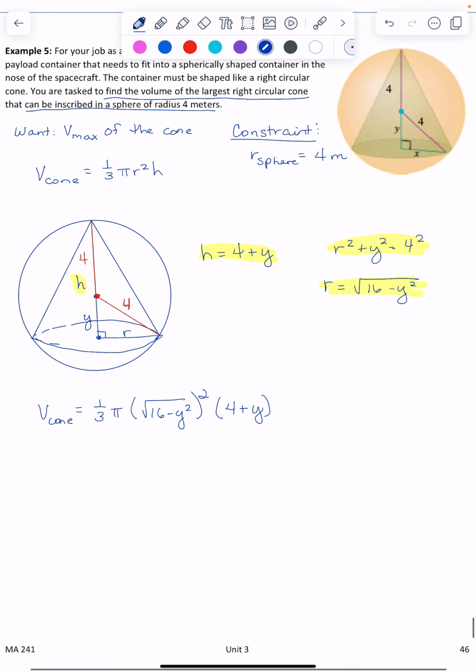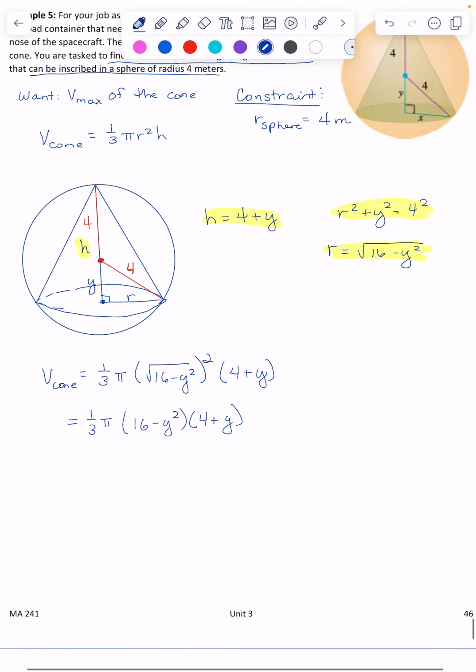Let's clean this up a little bit. I'm going to say that's equal to 1/3 pi. When I square the square root, I'm just going to have a 16 minus y squared times a 4 plus y. You see we've got two terms there. Before I actually take the derivative on this one to find a max, because again, when we want to find a max or a min, I want to take the derivative so I can find critical points.